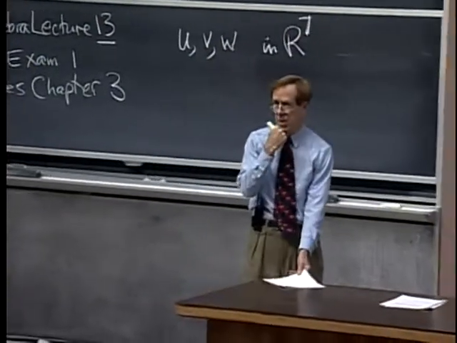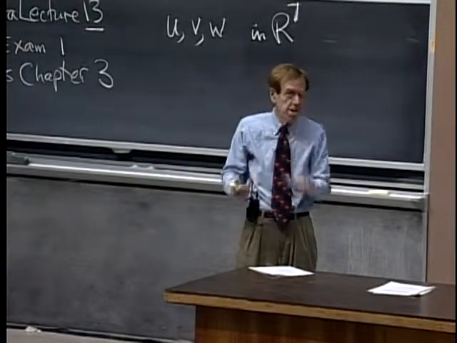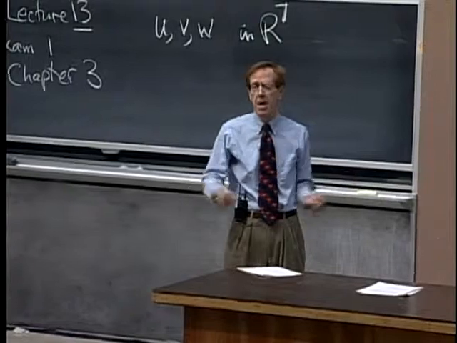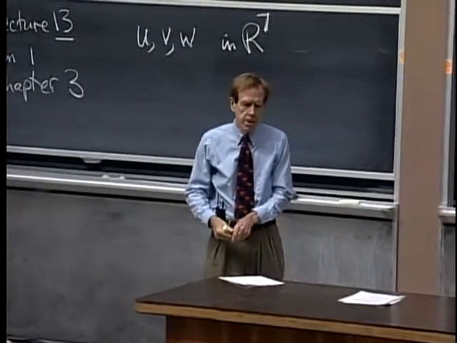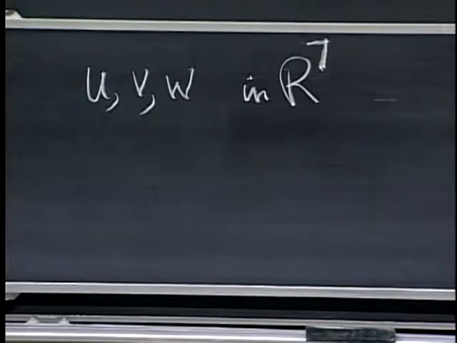They span a subspace of R^7, and what are the possible dimensions? So it's a straightforward question. What are the possible dimensions of the subspace spanned by u, v, and w?